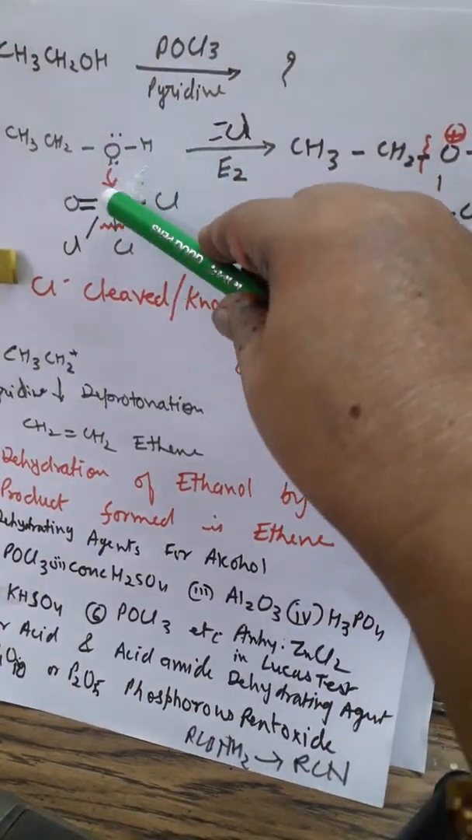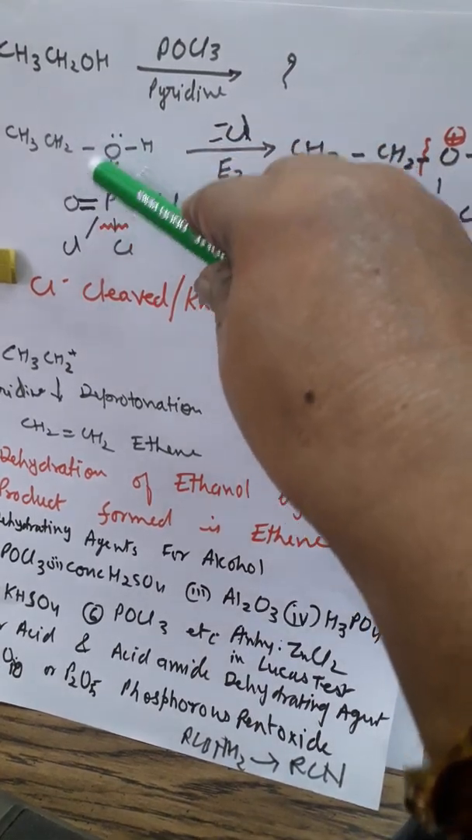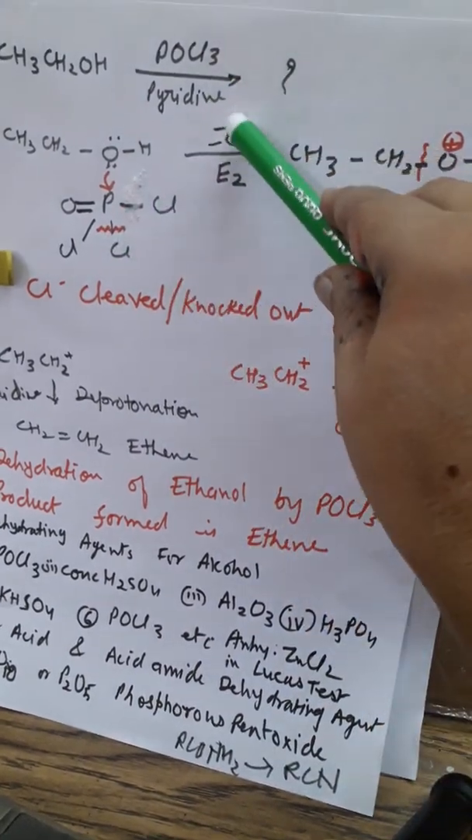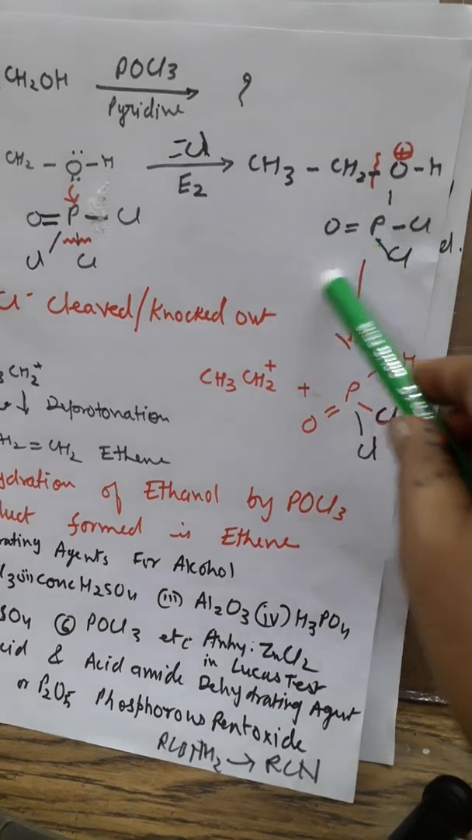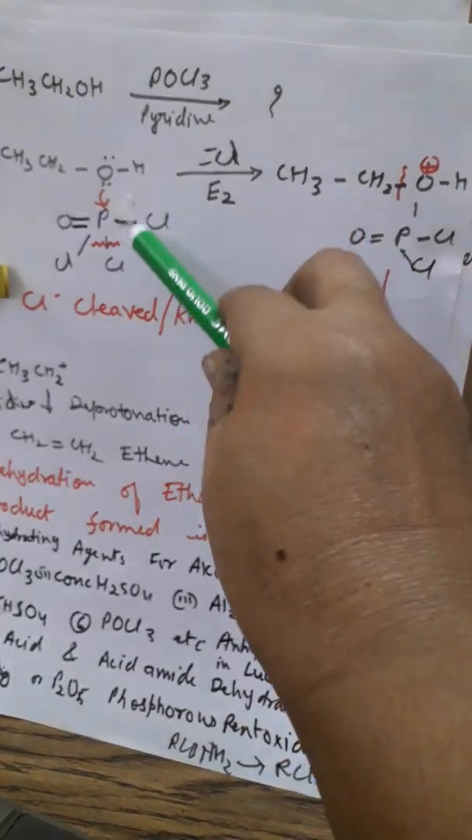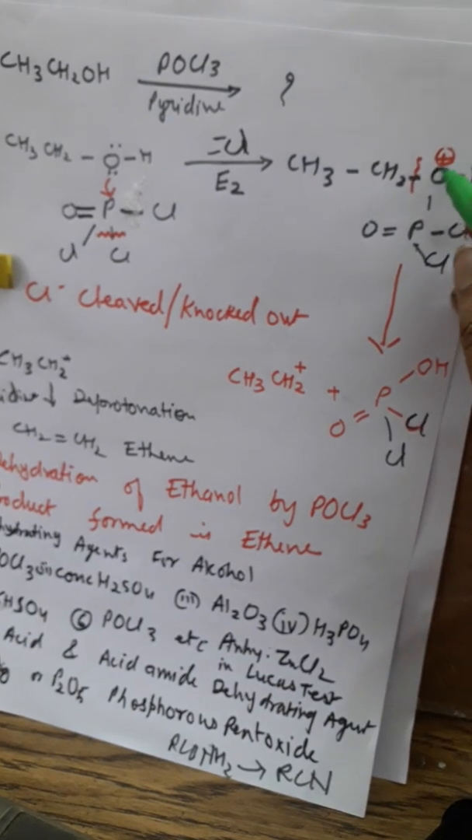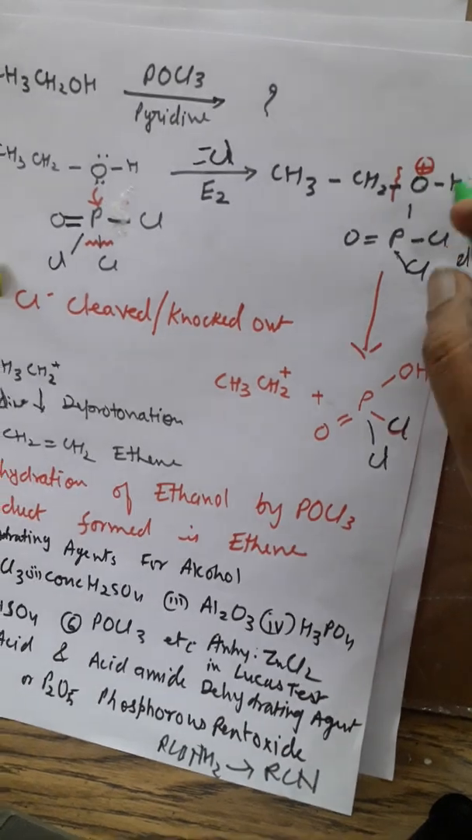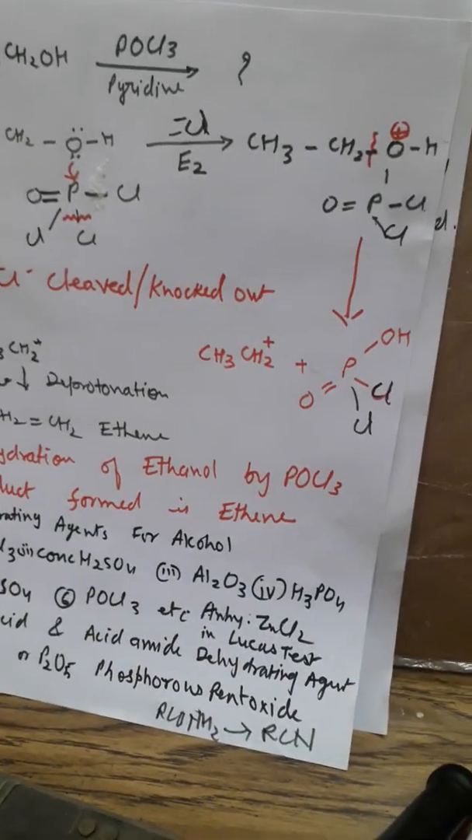CH3CH2OH, I add POCl3 into it. This O lone pair of electrons comes to P, forming a P-O bond, and the P-Cl bond is weaker, so it is cleaved. Cl is kicked out, and then we get this protonated ester, because this is attached with this, and an OH group is also present, and this oxygen is giving a lone pair of electrons. That is why it has a positive charge, because three bonds cannot be present on this oxygen atom.